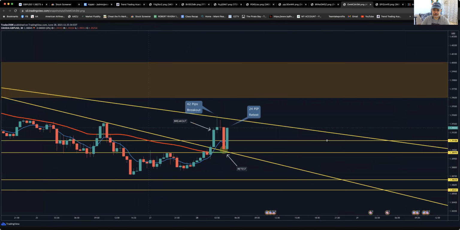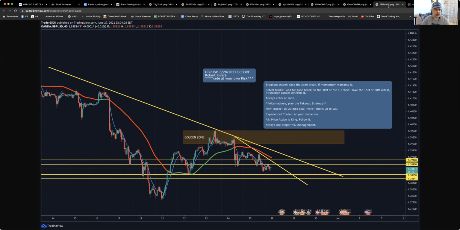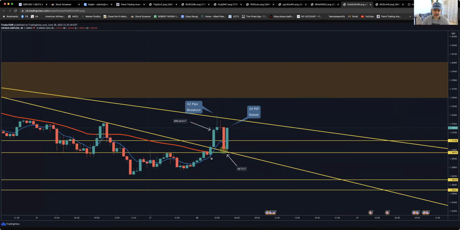Okay, let's see the results. So here you have the breakout, right? It broke. This is on the 30-minute now. The setup was on the hour, and this is the 30-minute. So we have the break over the 50 moving average. We have the break of the trend line and a push up. This is the actual breakout candle, the one that closed outside of the zone, and this is the continuation, and this is the retest.